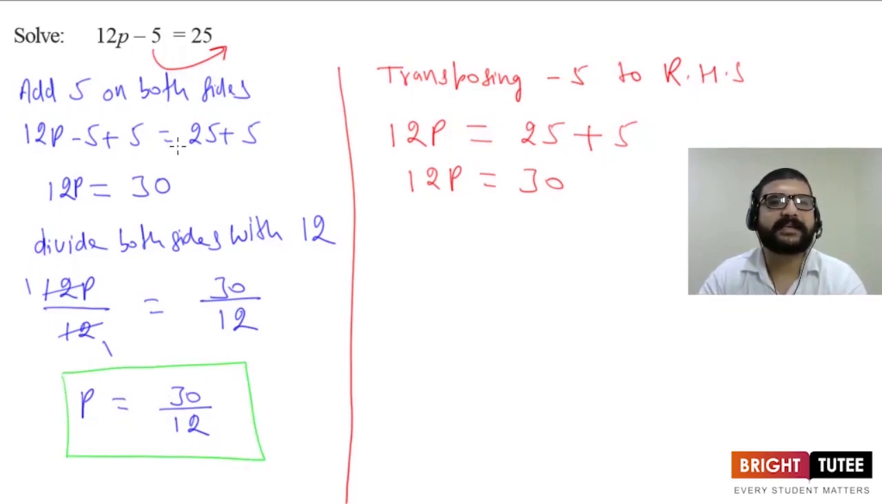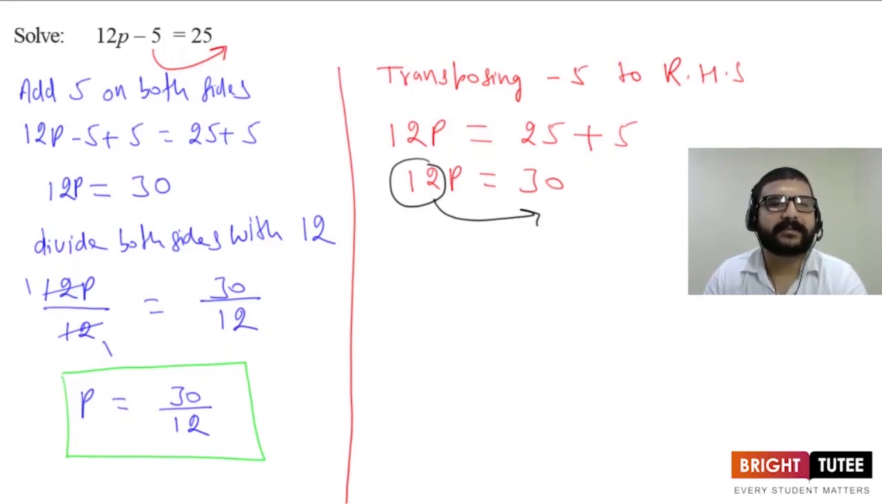Now as we have seen here, adding 5 on both sides was related with transposing minus 5 to RHS. Can we do the same in the case of division also? So what we did here, we divided both the sides with 12. Now basically what we are doing, we are just transposing this 12 here on the right side of the equation. 12 is multiplied with the p, so here it will be divided by 30.